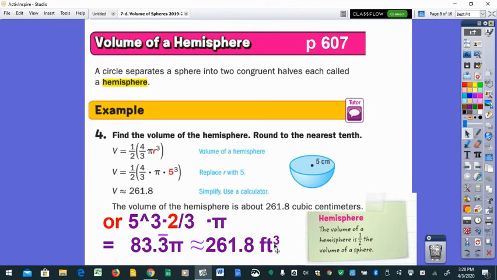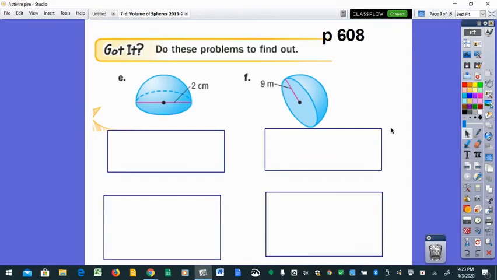Now the other option is to simply find the volume of the sphere, get that answer, and divide it in half at the end. But the danger of that is to forget to take the half at the end. So if you change the formula from 4/3 to 2/3 in the beginning, your answer will automatically be the volume of the hemisphere. Okay, guys, so let's try to see how you do with these hemispheres. Pause the video and see how you do with E and F. And when you're all set, play the video and we'll be ready to see how you did.